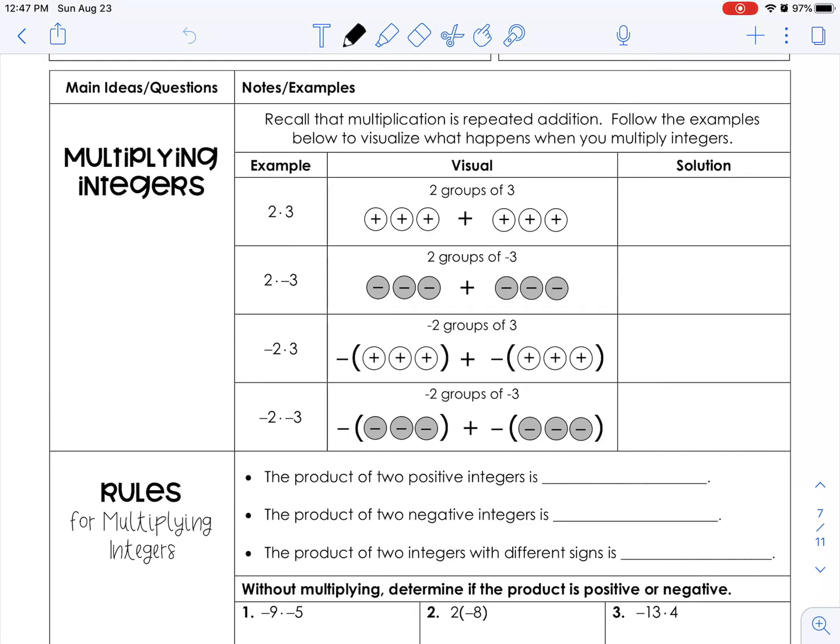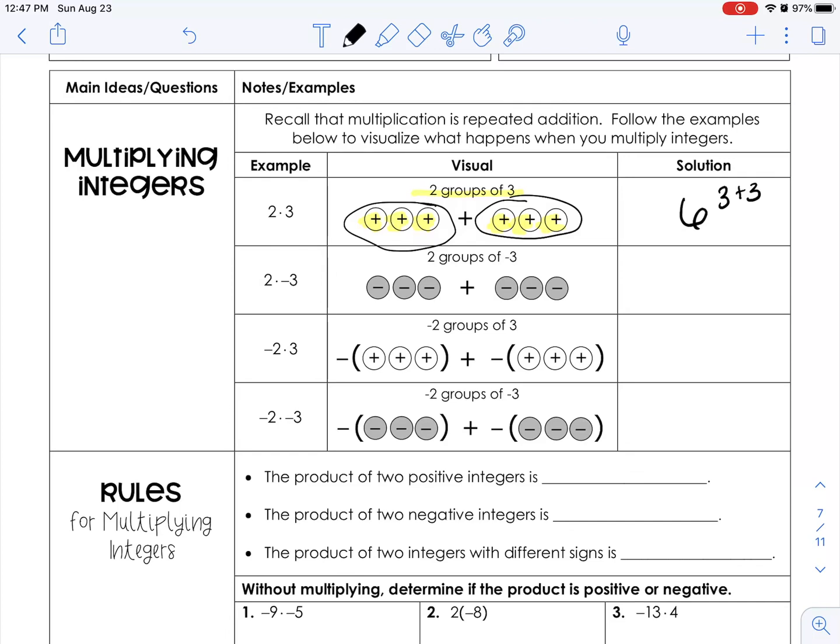So looking at our first example of 2 times 3, you can see we're going to put them in two groups of 3. Both numbers are positive, so we are using our positive counters. And in each group, we have 3 positive counters. And we have 2 groups of those 3 positive counters. And when we add those 2 groups, we get a positive 6, because 3 plus 3 equals 6.